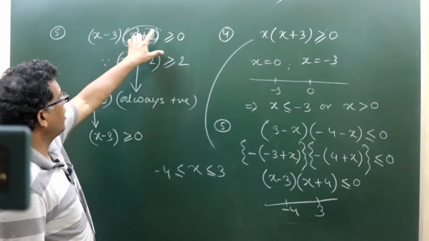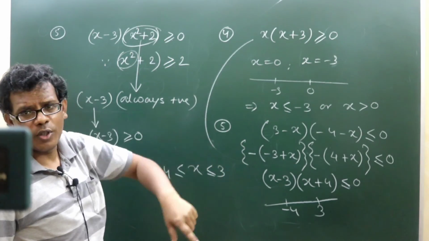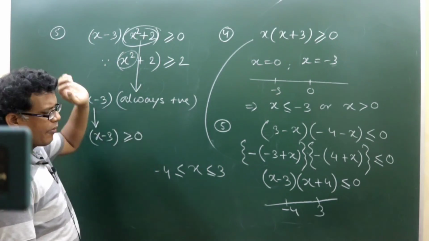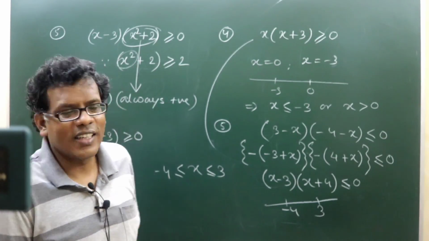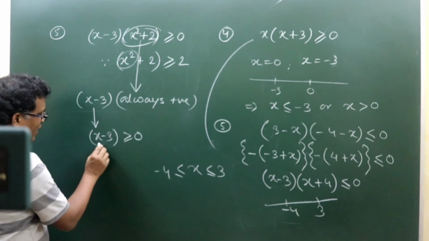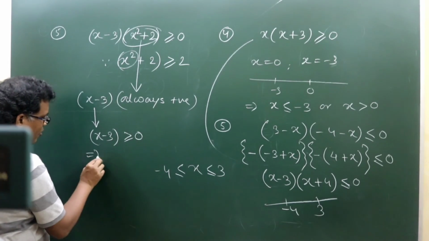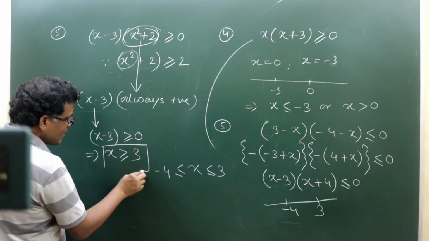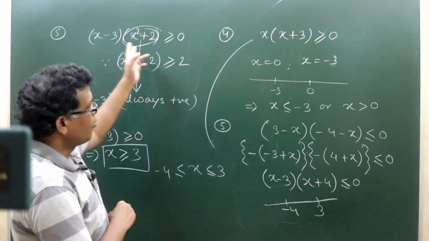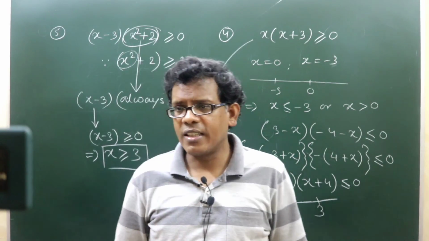So for the overall expression to be positive, the linear factor x minus 3 needs to be either 0 or greater than 0. So that's why x minus 3 should be greater than equal to 0. So the solution will be just x greater than equal to 3, which will make this inequation satisfied.